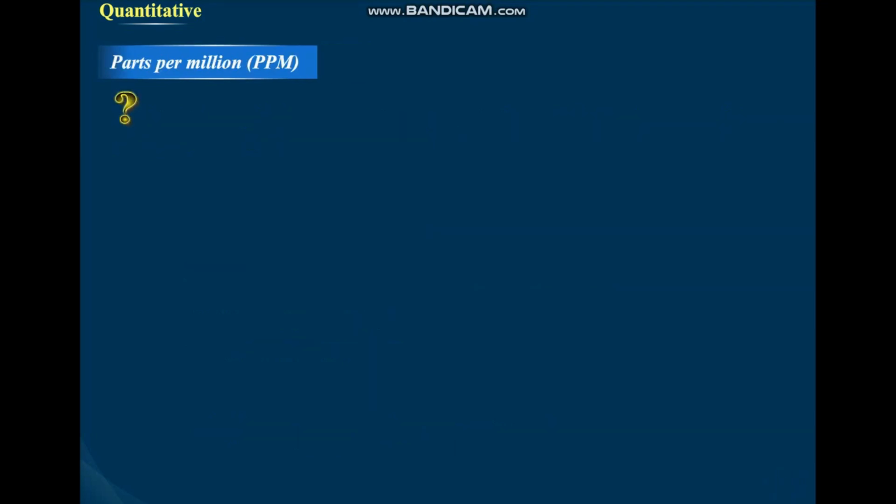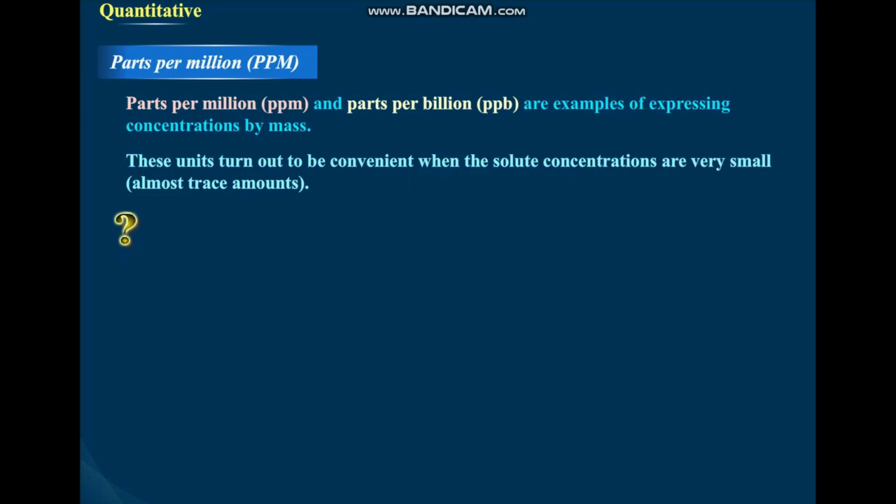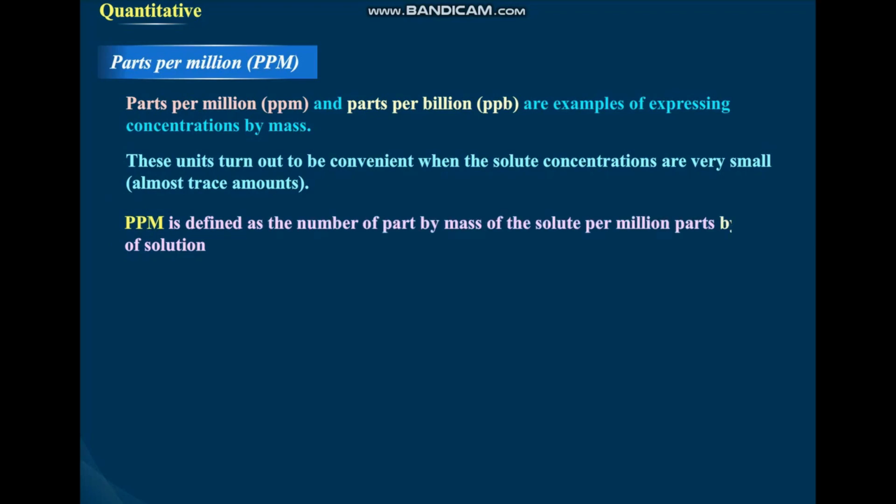Next, a new way of expressing concentration, which we have not learnt last day, but we have used it in some places. It is parts per million. Now the word itself says how we are going to express the concentration. Parts per million or parts per billion are examples of expressing concentrations by mass. These units turn out to be convenient when the solute concentrations are very small, so almost trace amounts of the solute will be present. ppm or parts per million is defined as the number of part by mass of the solute per million parts by mass of the solution.